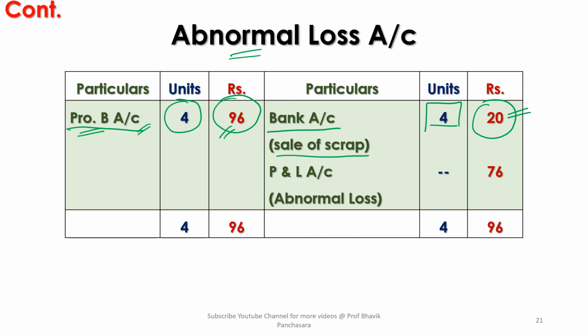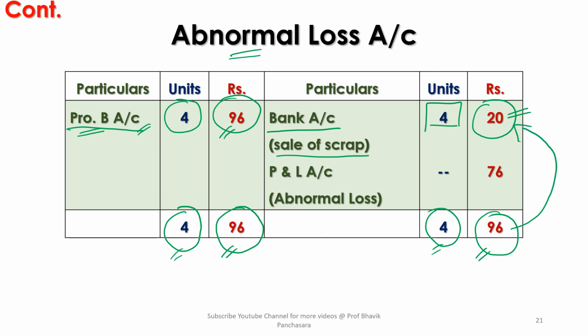Okay, now we will close this abnormal loss account. So first the units column will tally on both sides with 4 units. After that the total of debit side is higher in the amount column, that is 96. We will put the same amount here. Now we will deduct 20 rupees from 96. So here there is a difference of 76 rupees. This difference is nothing else but abnormal loss, that we have lost this amount because of these excess units of scrap. So we will transfer this to the P&L account.